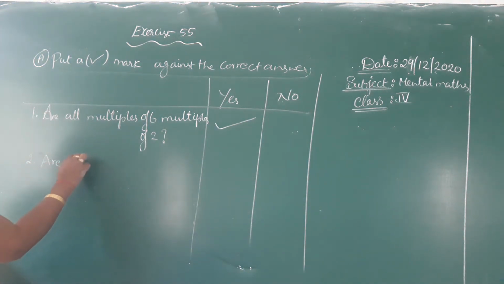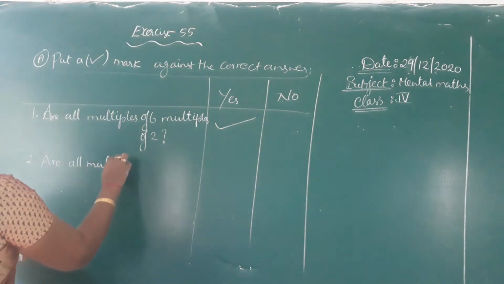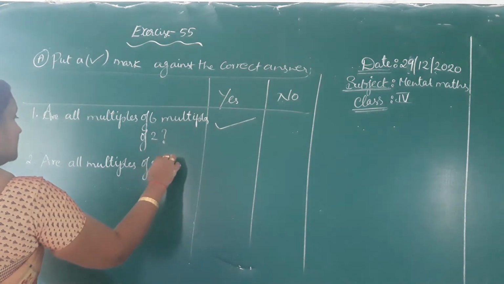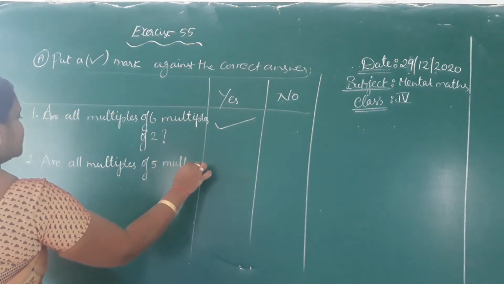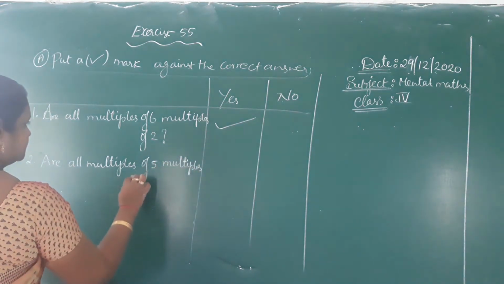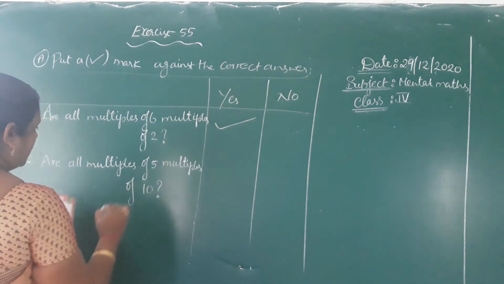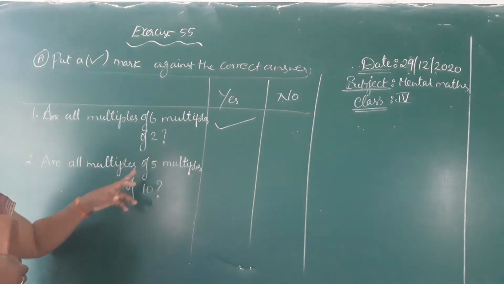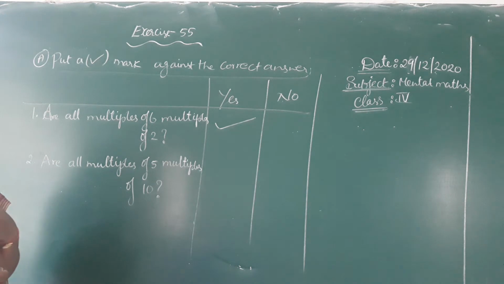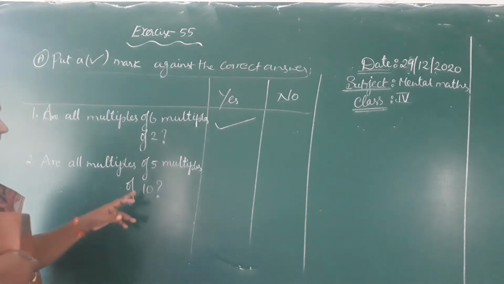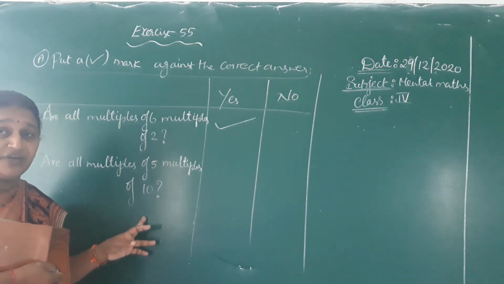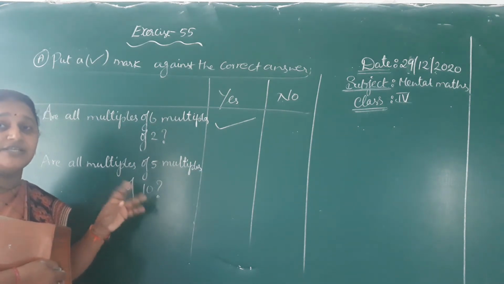Are all multiples of 5 multiples of 10? That means if some numbers are multiples of 5, then are they also multiples of 10? So here 10 is a multiple of 5, not a factor of 5. If it is a factor of 5, then it must satisfy that rule.